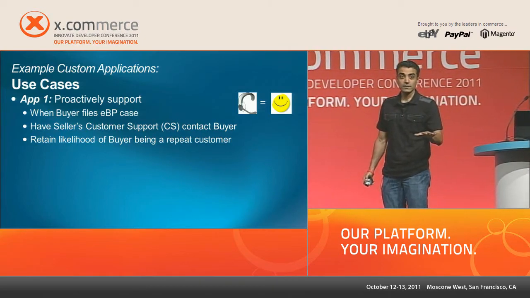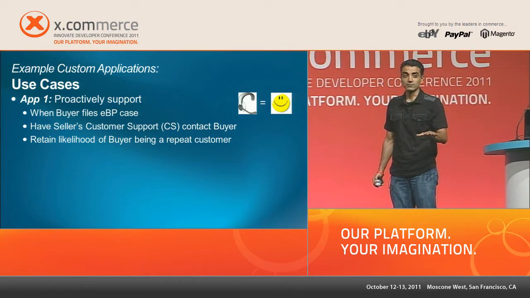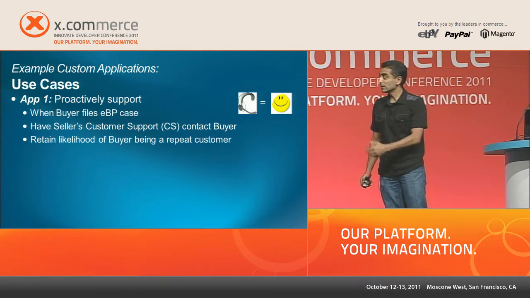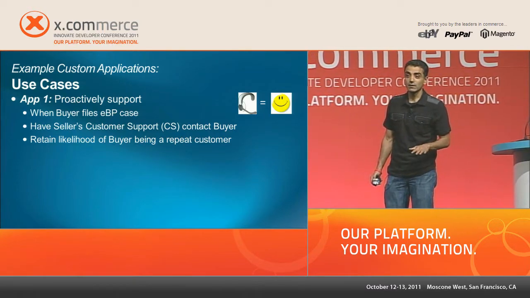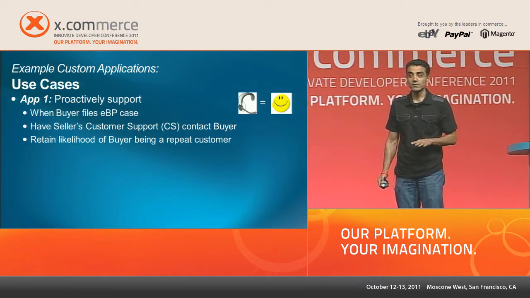So any questions just on the eBay Buyer Protection Program before I move on to just a few simple examples? No? Okay. So here's an example, a very simple app in the sense that you only have to use a few APIs. And this is really being proactive.